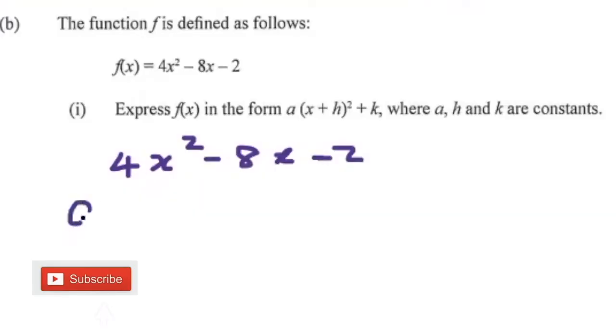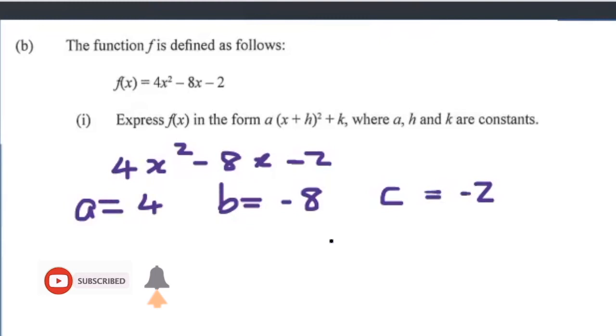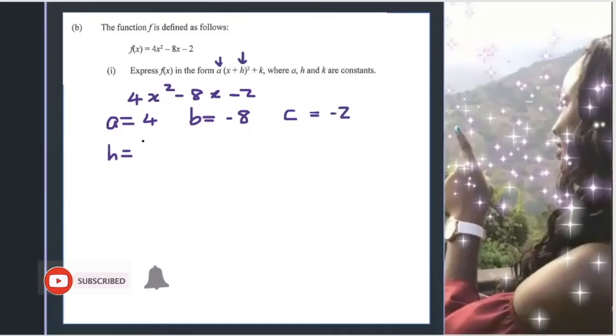But now we're going to take the coefficient of x squared, that's a, so a is 4. The coefficient of x, that is b, which is negative 8. And the constant represents c, which is negative 2. So what we're going to do, we're going to find what is h. We already have a. We can find h. H is equal to b over 2a.